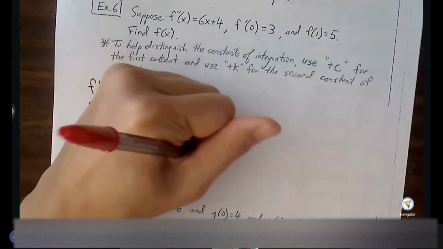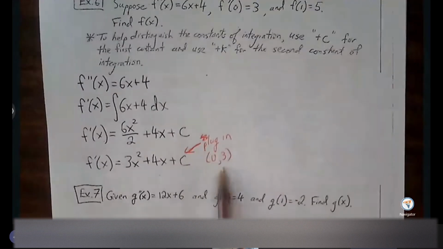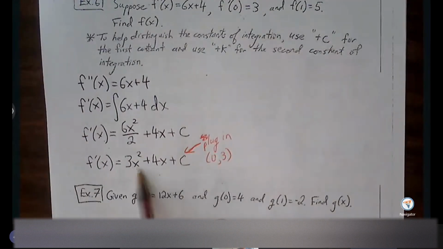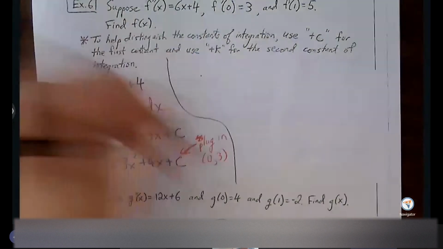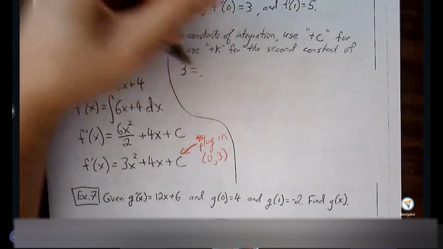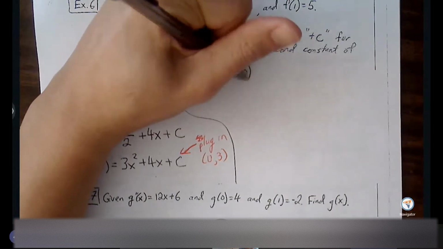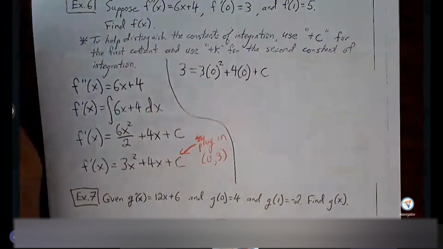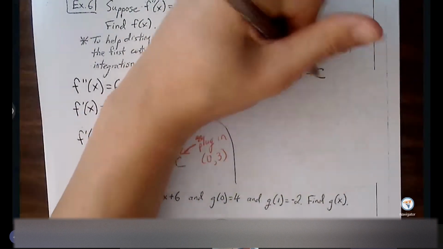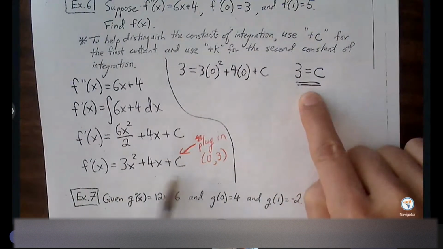Let me write this. So I'm going to put 3 into the f prime slot. I'll put 0 in for the x's, and that should allow me to solve for c. The zeros will go away. I'm left with c equals 3. And I'm going to use this value to update my f prime.